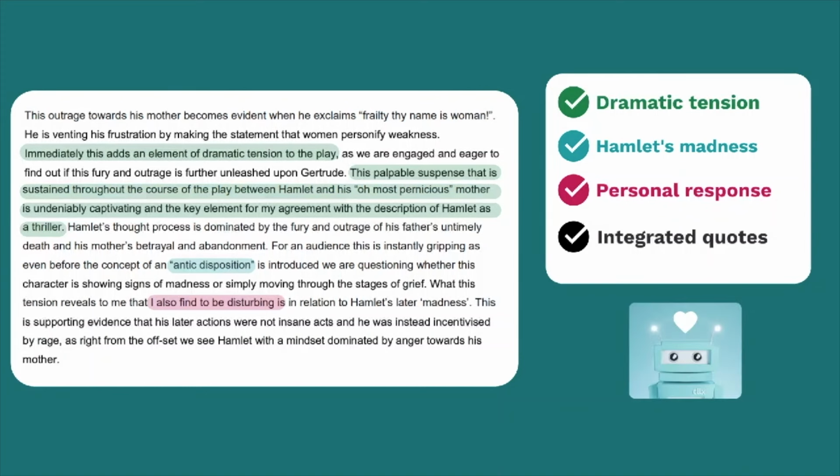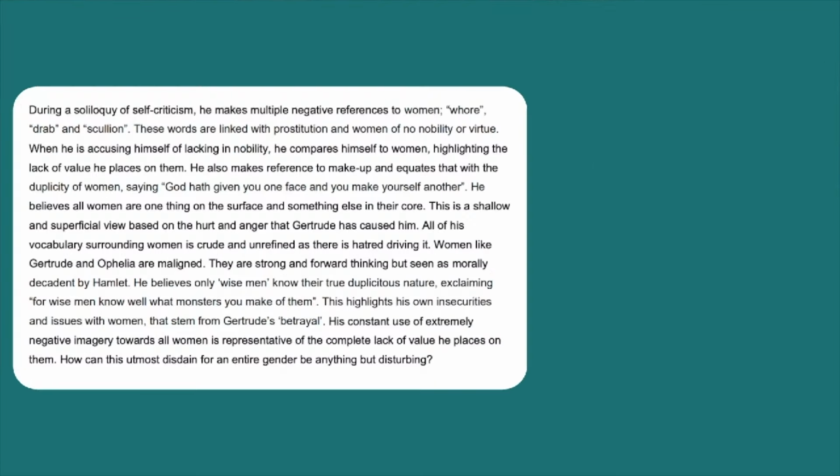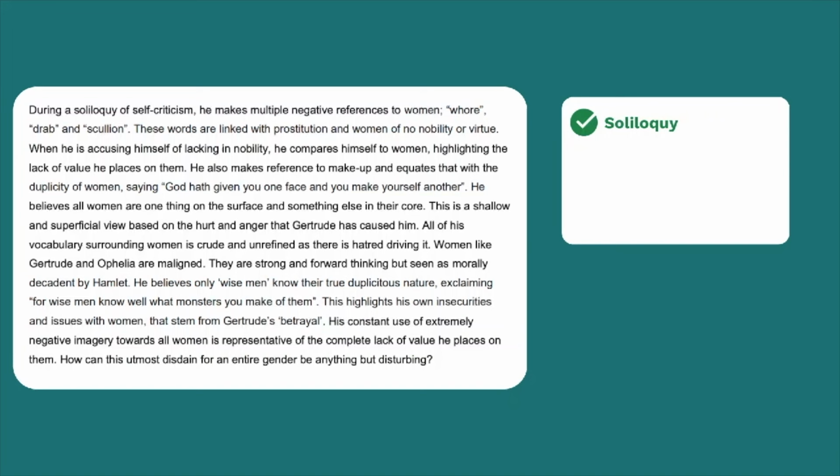The last aspect of the sample answer we're going to look at is the student's fourth main body paragraph, where they discuss how Hamlet's soliloquies and the relationship he has with his mother confirm that the play is indeed disturbing. The student effectively argues that Hamlet's self-critical soliloquy is disturbing in the fact that it uses very negative words to describe women, ultimately making women out to be anything but noble or virtuous.